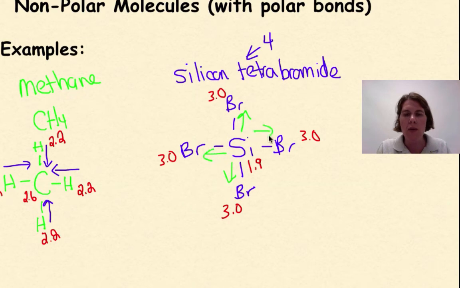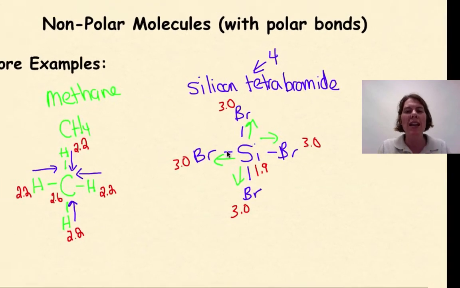Outwards. So these two arrows cancel each other out. These two arrows cancel each other out. Therefore, again, the molecule as a whole is nonpolar. The individual bonds, because there's a difference in electronegativity, are polar. But the molecule as a whole, nonpolar.